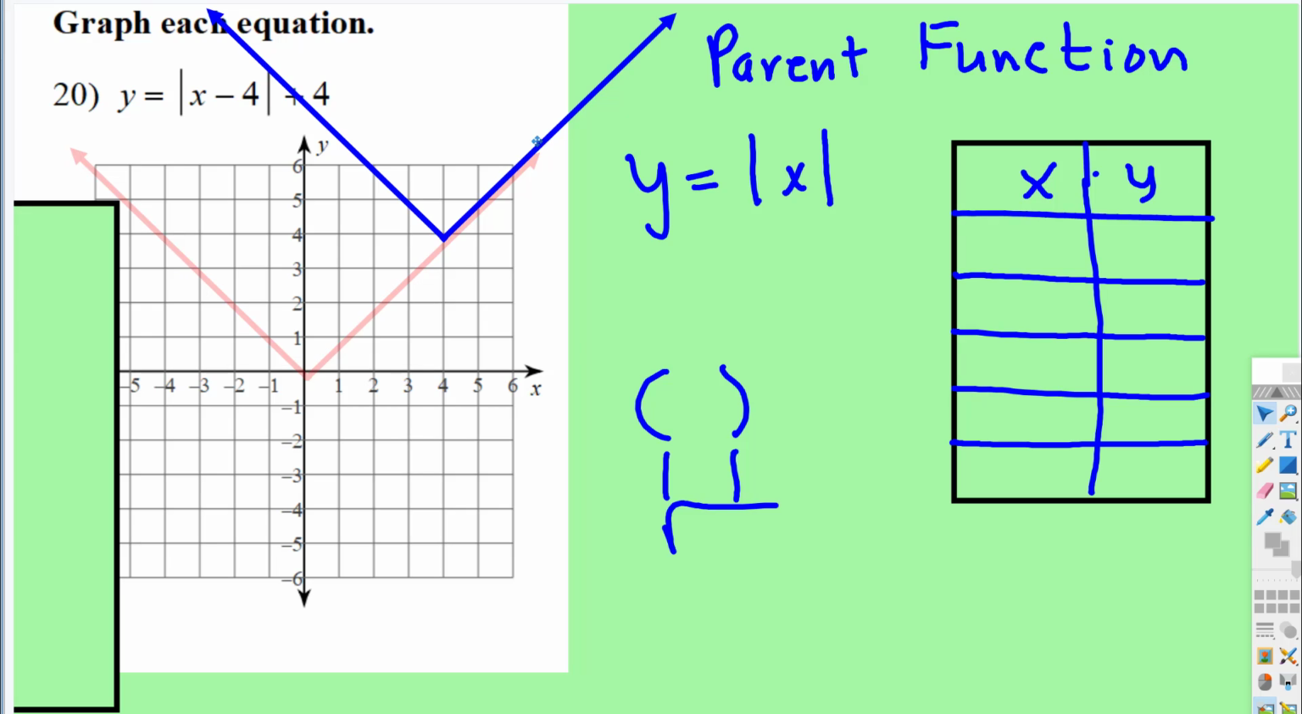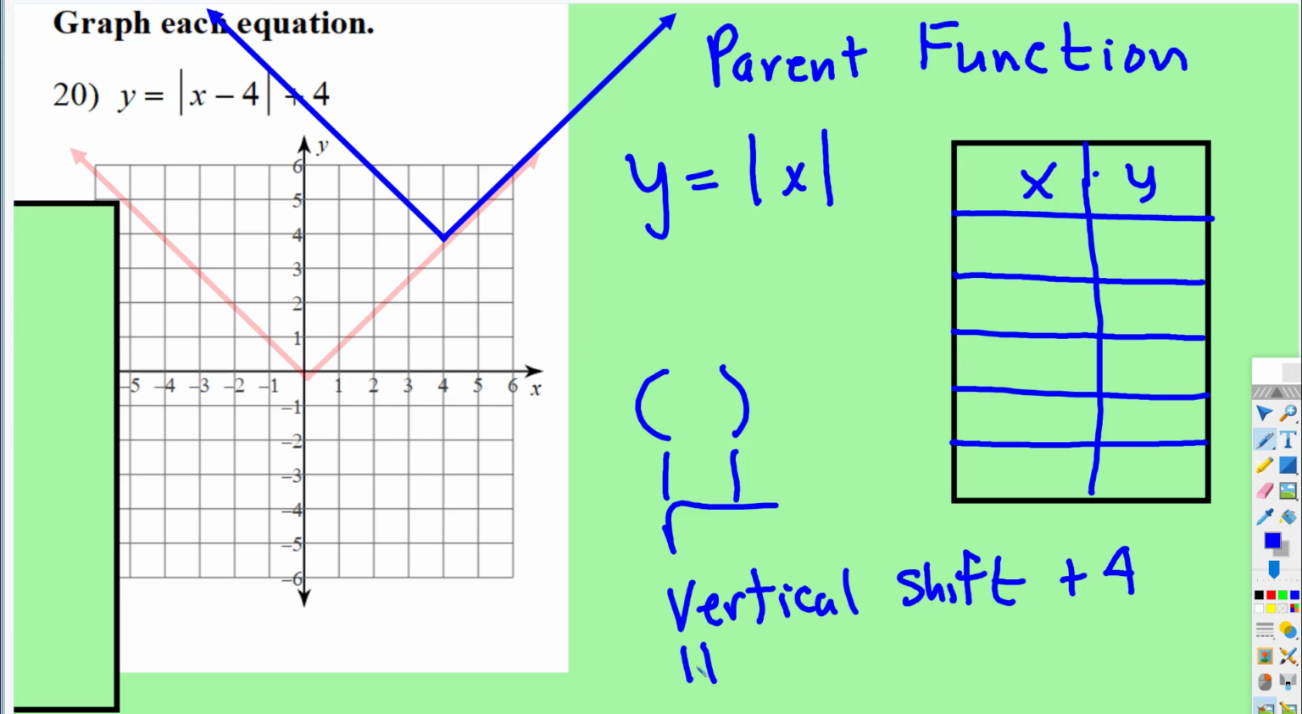That's it. So the easiest way, now we could have still done a table of values, but if you understand how to transform things, this just tells you that we had a vertical shift where we went up 4, and then we had a horizontal shift, and this is where we do the opposite. So the opposite of -4, we went to the right 4. All right, that's it for graphing absolute value equations using the parent function as a starting point.